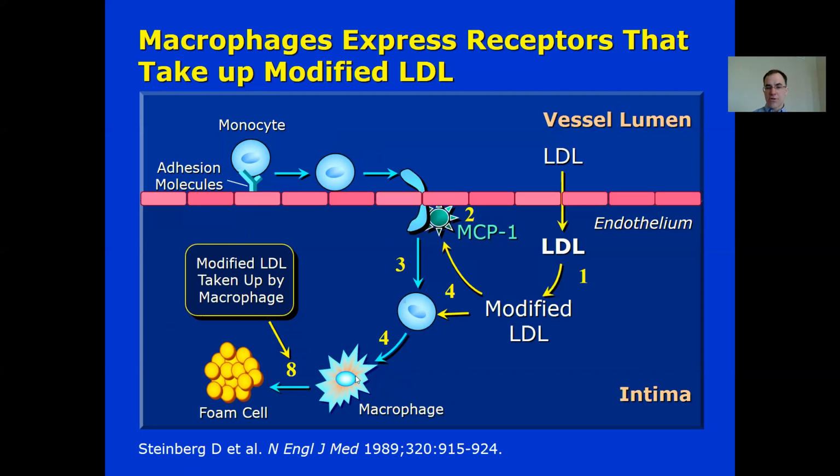Now, in addition to making cytokines, the macrophage will also form foam cells. How does that happen? Well, the modified LDL is going to be taken up by the macrophage. If you remember way back when we talked about the modification of the LDL, it's attracted to scavenger receptors on the macrophage, and that is what happens.